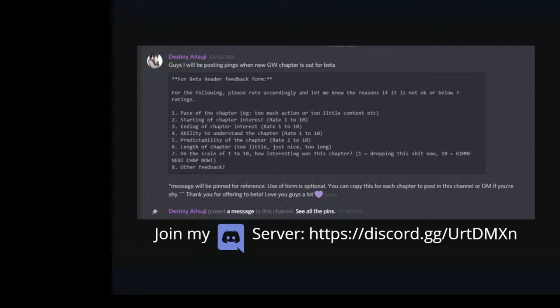If it's below 7, if it's like 6 and below, I will need to revise it completely, which means either my world building is not there or the subject that I'm talking about is way too difficult for people to follow. So, after the ability to understand the chapter, the next thing I'm looking at is the predictability of a chapter.